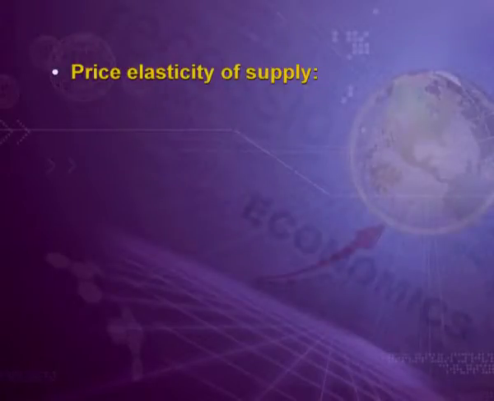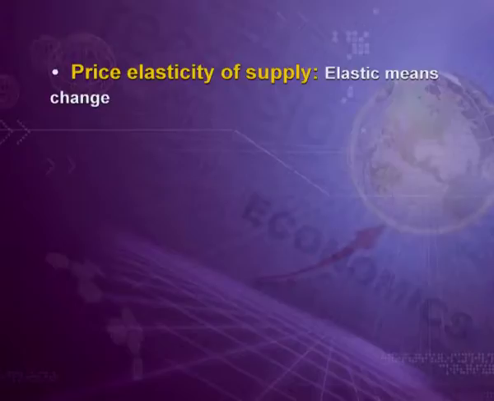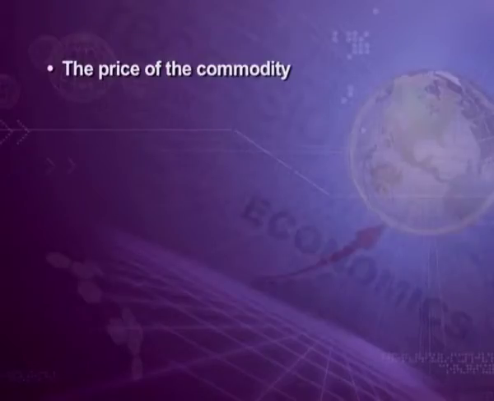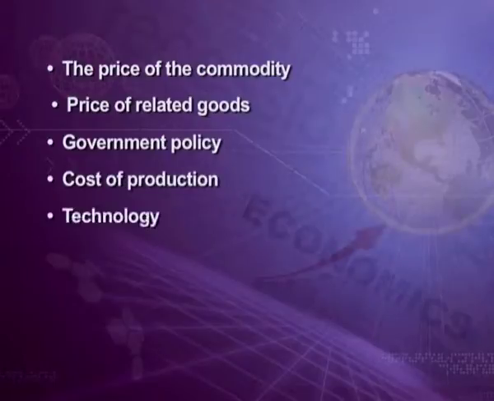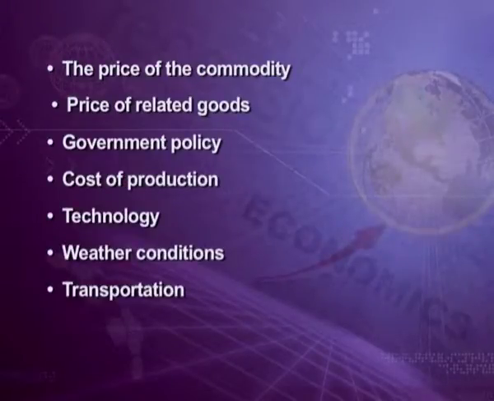Now, price elasticity of supply. Elastic means change. Elasticity of supply means change in supply. Change in supply may be due to many factors like the price of the commodity, price of related goods, government policy, cost of production, technology, weather conditions, transportation, infrastructure, etc. But elasticity of supply measures the change in quantity supplied only due to its own price. Therefore, it is also named price elasticity of supply.